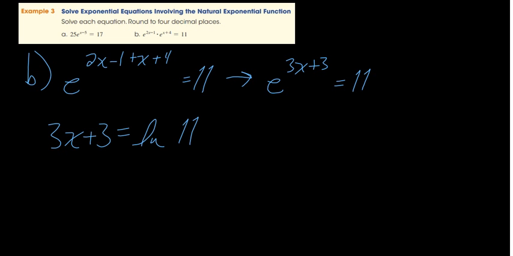Again, I am taking the natural log of both sides. I'm just putting the 3x plus 3 out front, and I know the natural log of e is 1, so I'm just cutting corners there. Solving for x, we're going to have to subtract 3 and then divide by 3. So x is equal to the natural log of 11, subtract 3, and then divide by 3.